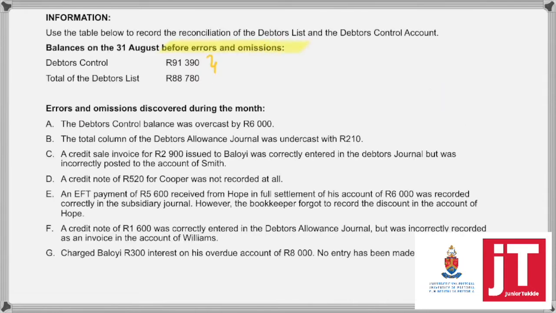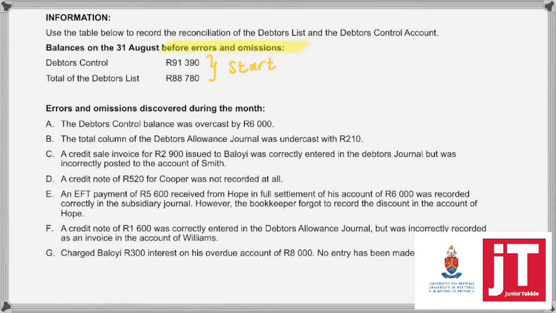So if we look at the transactions, it says, use the table below to record the reconciliation of the debtors list and the debtors control account. Balances on the 31st of August before the errors and omissions is debtors control 91,380 and the total of the debtors list 88,780. So they're not reconciled yet. So you're going to start your table with these two, debtors control balance and the total, as your starting point, your first line.